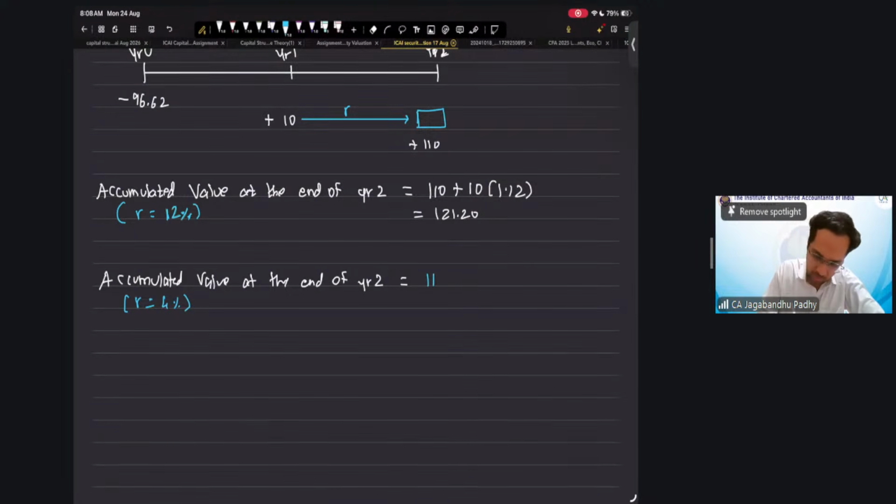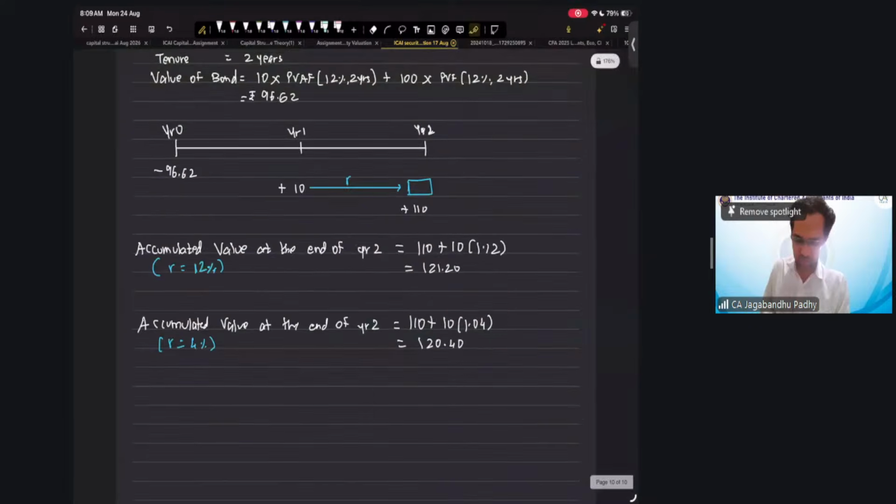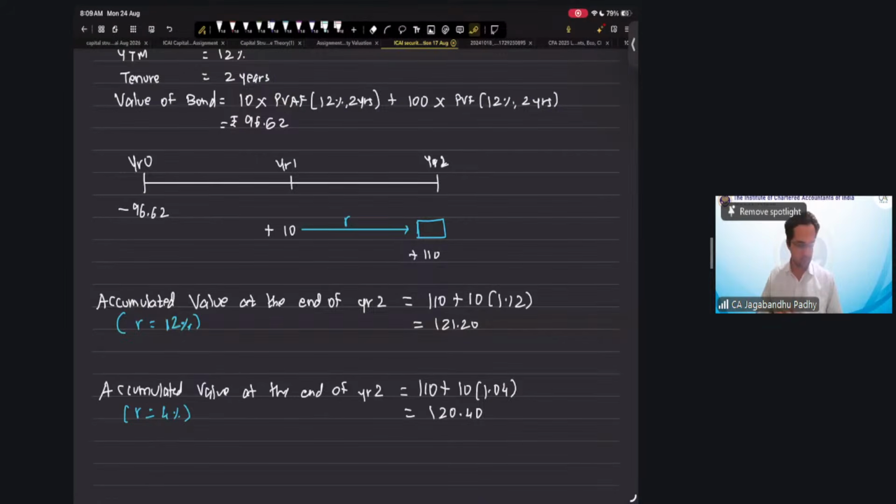Then can I say it will be 110 plus that 10 reinvested at 4%. What will be this value? 120.4. So even after investing in a fixed income instrument, what we find is that we are not having a surety about what will be the accumulated value.